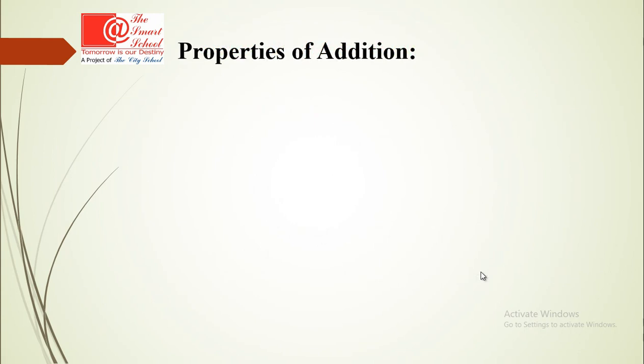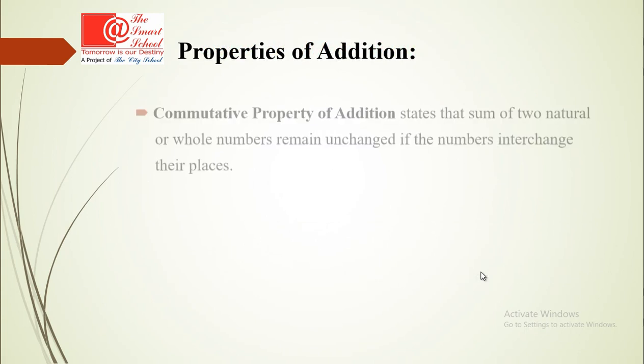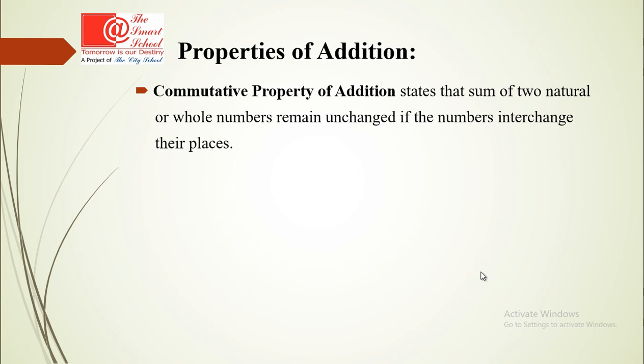Now, first of all, properties of addition. The commutative property of addition states that the sum of two natural or whole numbers remains unchanged if the numbers interchange their places. As if we write 15 plus 7, the answer is 22. And if we write 7 plus 15, the answer will remain 22.